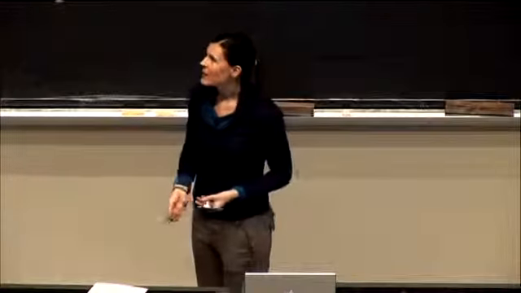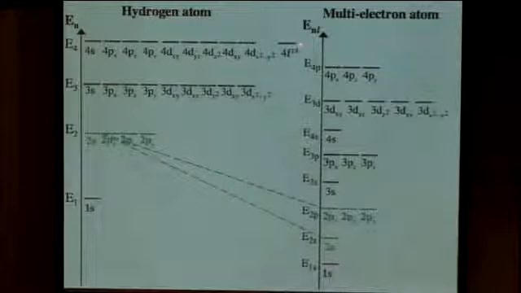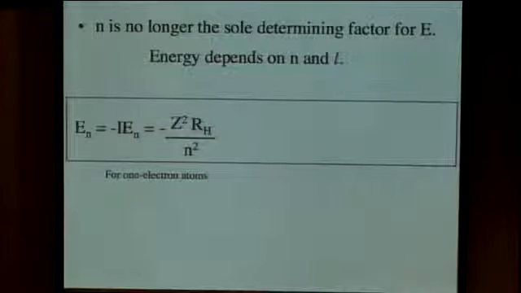But what I want to point out here, again, is the fact that instead of just being dependent on n, the energy level is dependent on both n and L. So n is no longer that sole determining factor for energy. Energy also depends both on n and on L. And we can look at precisely why that is by looking at the equations for the energy levels for a hydrogen atom versus the multi-electron atom.